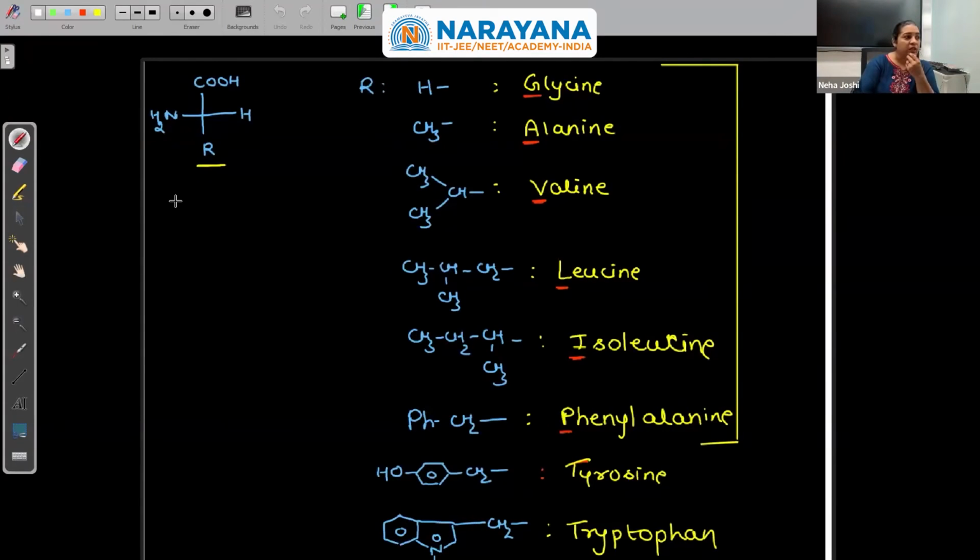repeated writing. First letters I took, and I took it as G, A, V, L, I, P: GAVLIP. And then I started: G stands for glycine. Then you have to remember what is the R. I took this as a fixed structure and started memorizing R. So for G, it is H. Alanine, that is what I will suggest.